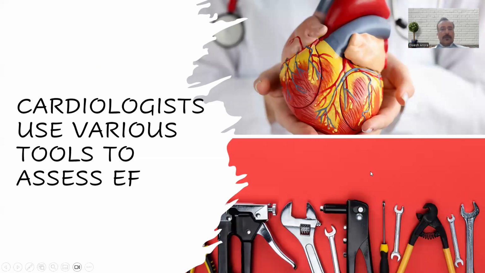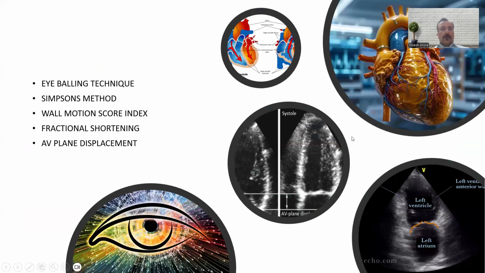So, if we look at it, our cardiologist friends use various tools to assess the left ventricular ejection fraction. Some of them are the eyeballing technique, the Simpson's method, which is considered to be the gold standard method as per American Society of Echocardiography for finding out the ejection fraction of the left ventricle, wall motion score index, fractional shortening, AV plane displacement. But as anesthesiologists, we are not supposed to know all of these methods.